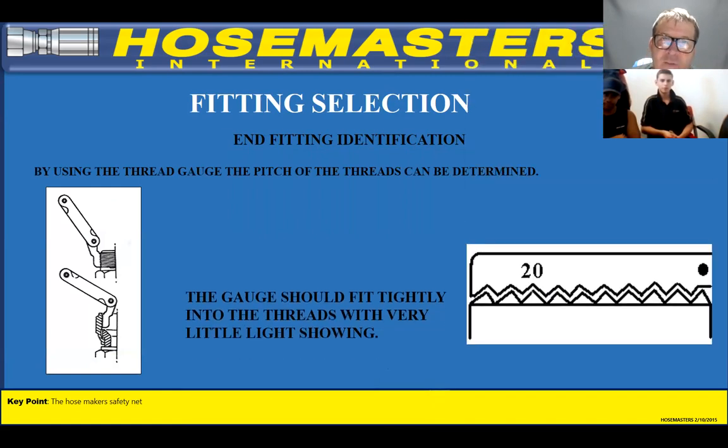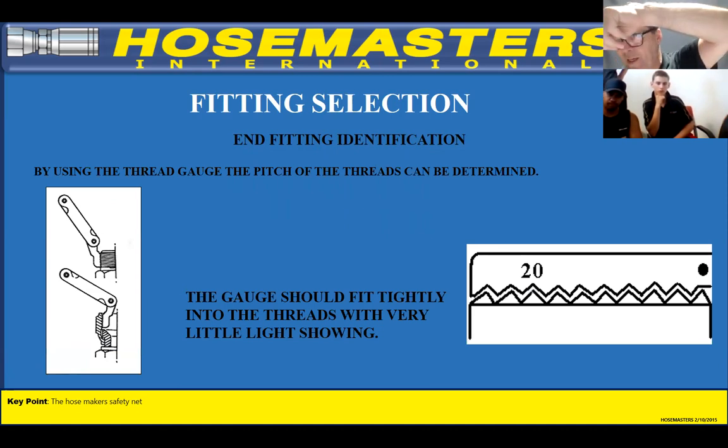Okay, so fittings identification. By using the thread gauge, the pitch of the threads can be determined. See how you use the thread gauges? The gauge should fit tightly into the thread with very little light showing. So we'll show that to you, but just to give you an idea, you can see the threads. Jacob, can you see the threads? Imagine a little steel thing going in, and it'll fit snugly.